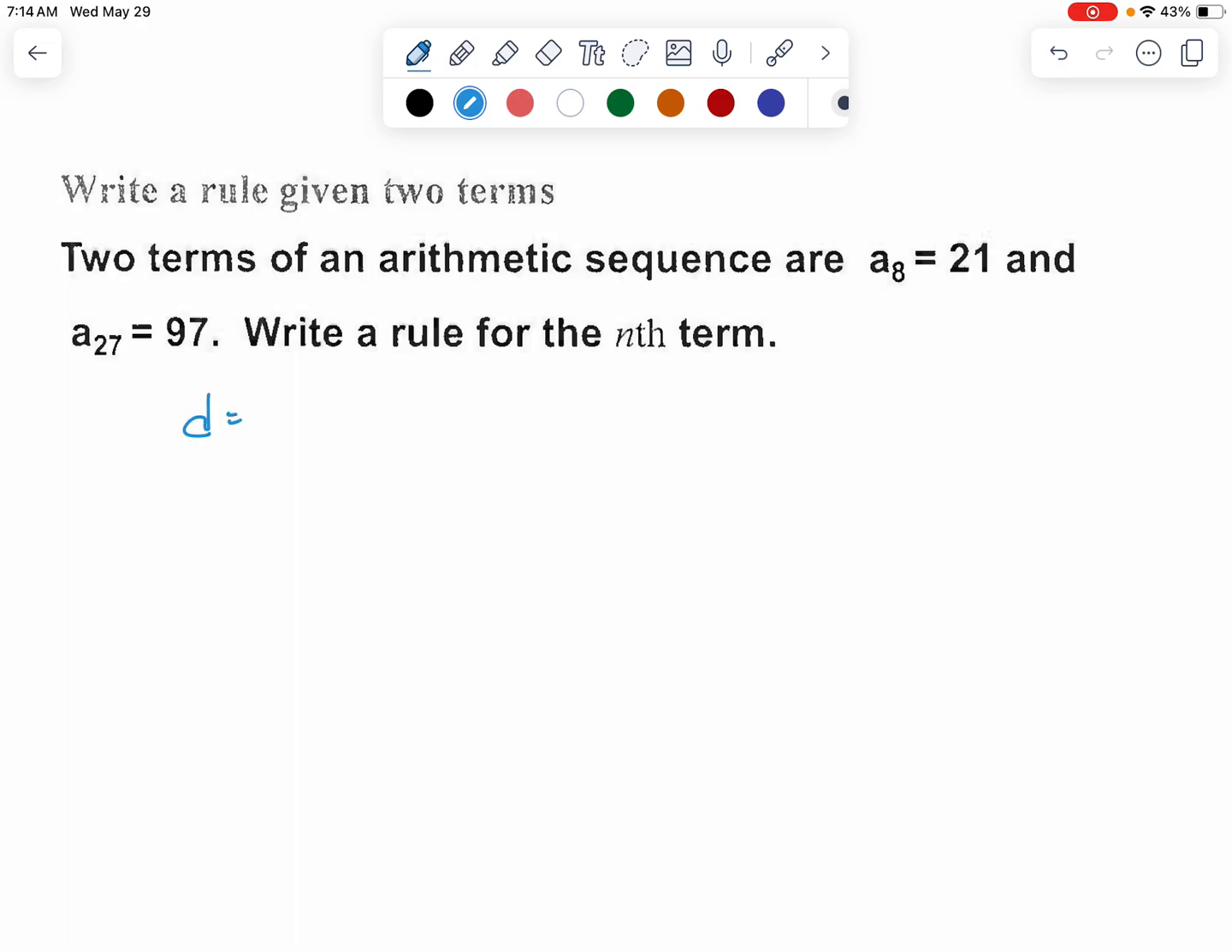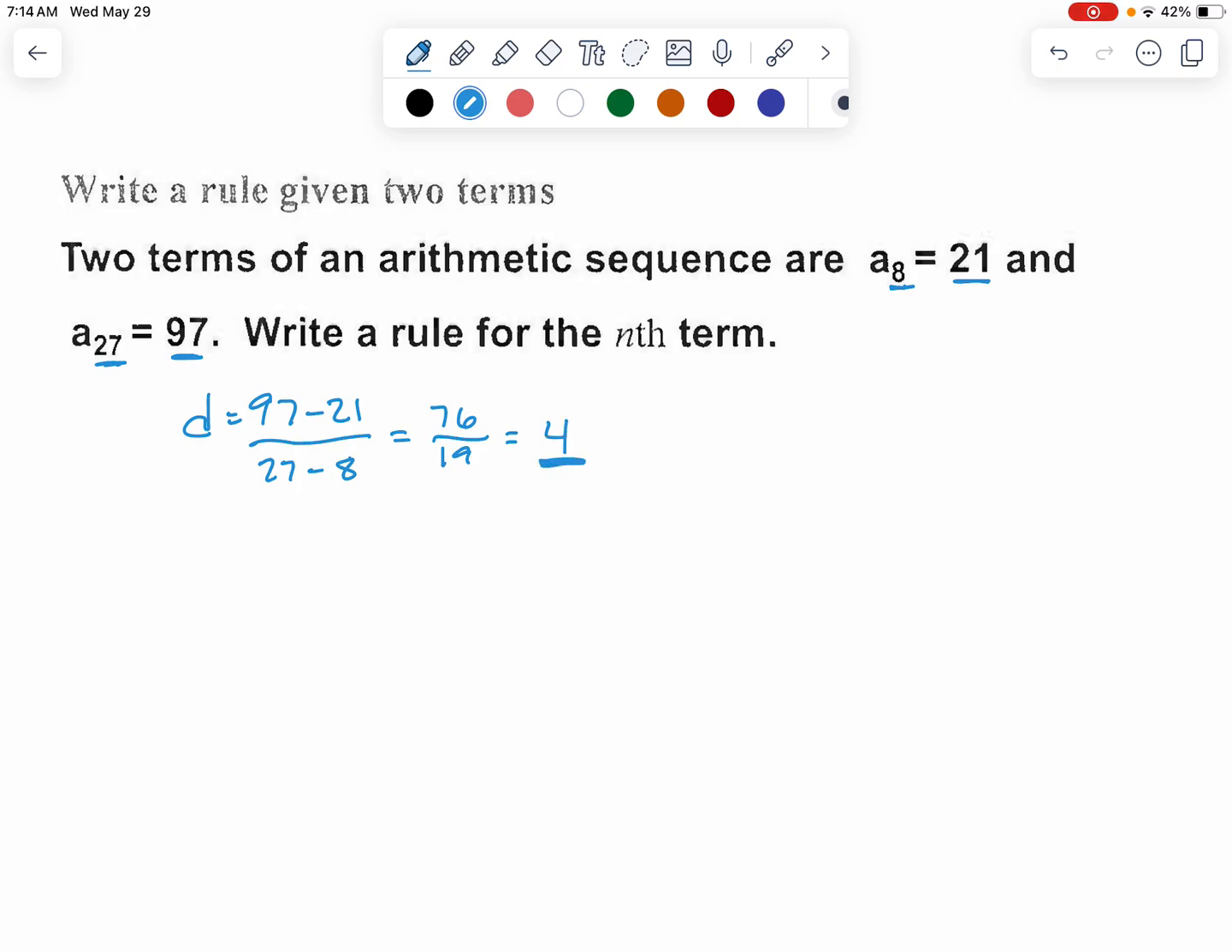So if we're going to do that, our common difference d is going to be equal to, think of 97 and 21 as your y. So we can say 97 minus 21 over, and then think of your term numbers as your x's. So a sub 27 means we got a 27 minus a sub 8 means you got your 8th term. And now we can figure out what that slope is or that common difference. So you get 76 over 19, which will in fact simplify down to giving us 4.